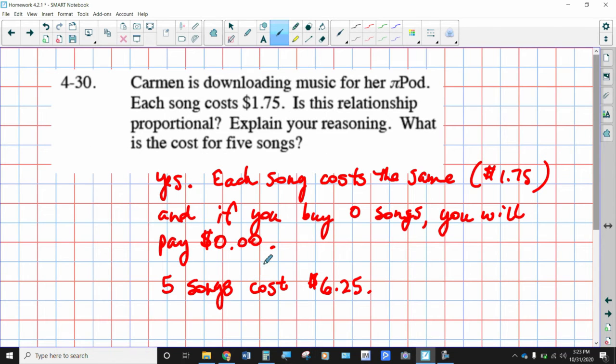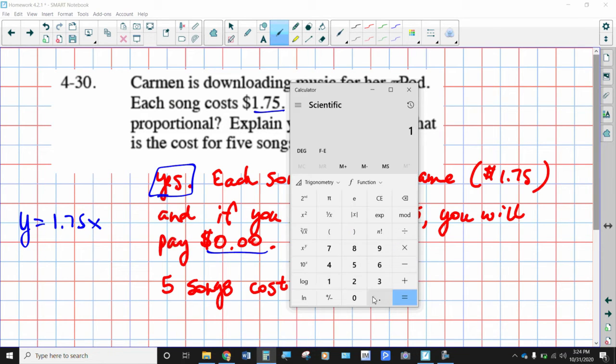Carmen is downloading music on her iPod. Each song costs $1.75. Is this relationship proportional? And the answer is yes, because every song costs the same amount, so that's your constant growth rate. And if you buy 0 songs, you're not going to pay anything. So how much would it be for 5 songs? Well, let's think about our rule. $1.75 per song. 5 songs, we'll multiply $1.75 times 5, and in this case, I'll just use the calculator.